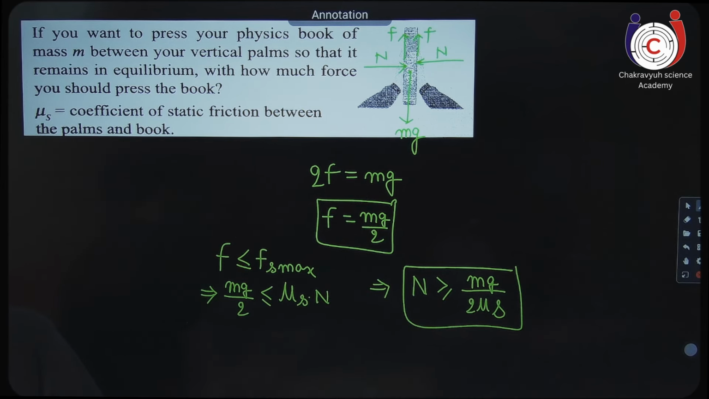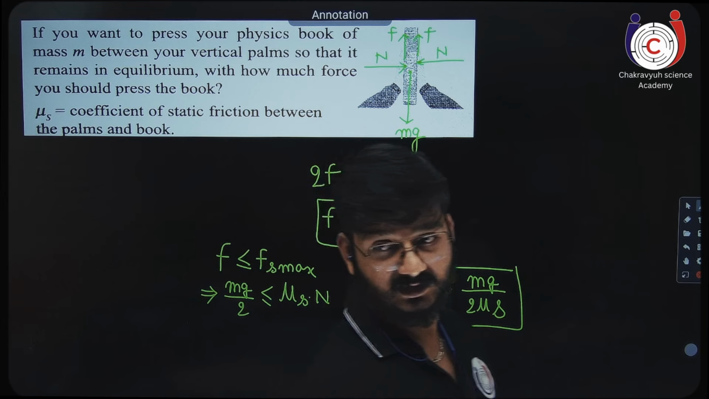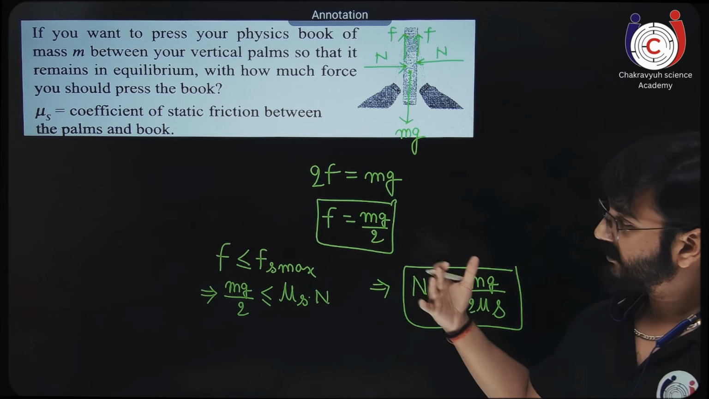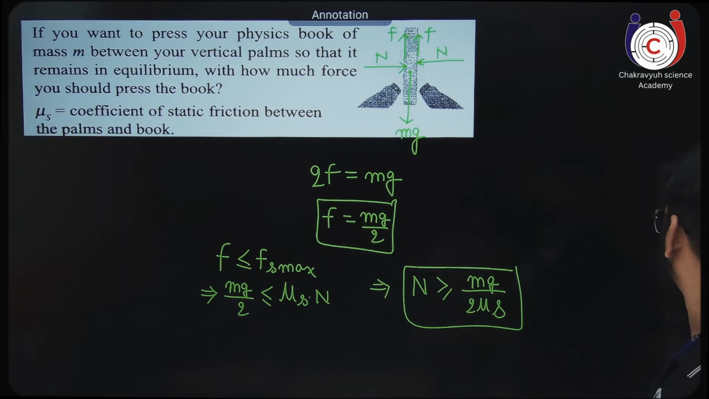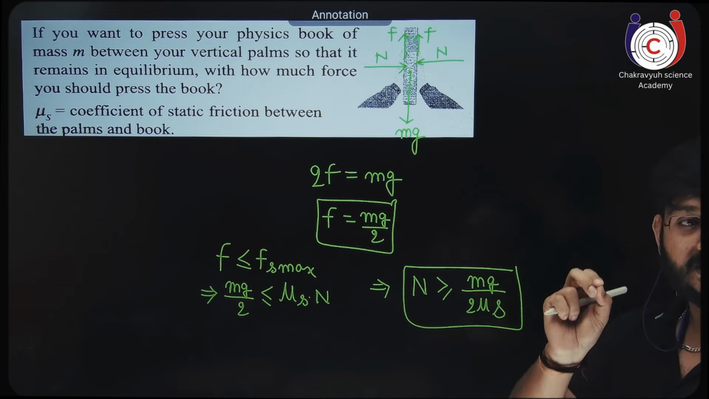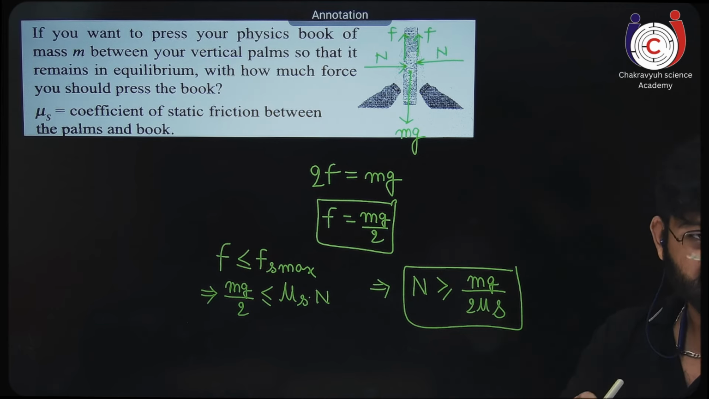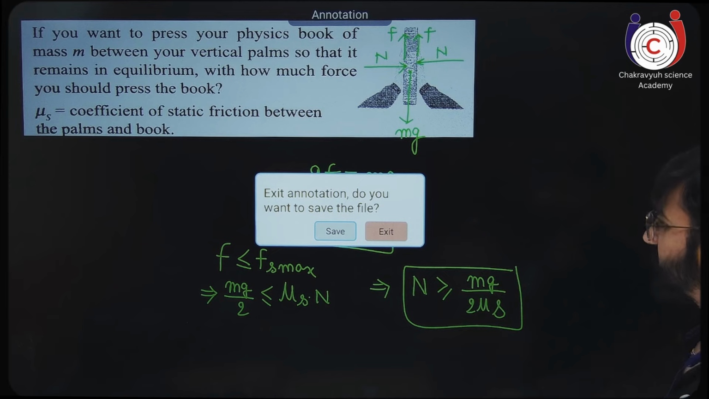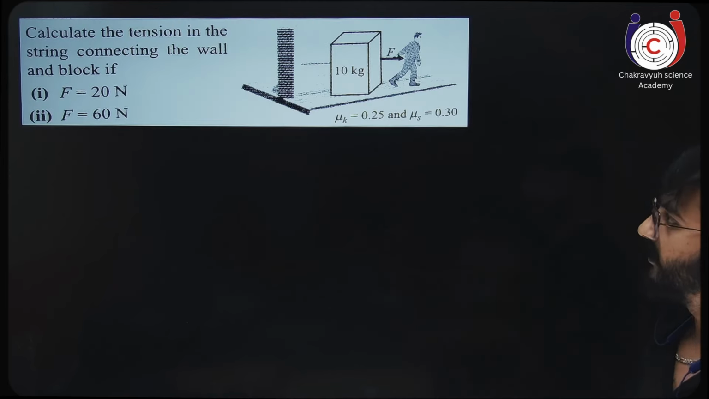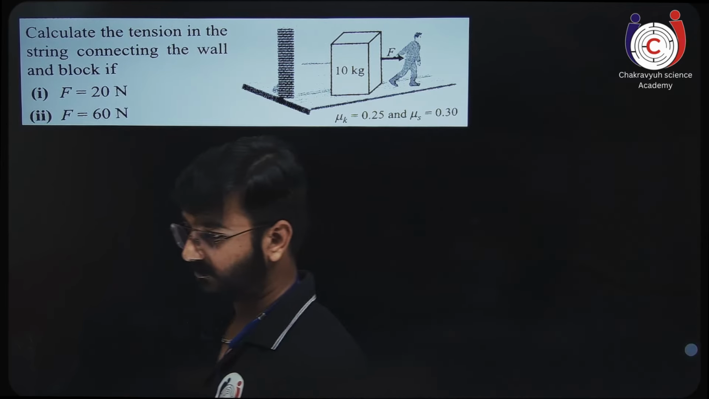In today's class, the questions will be a bit challenging. This was a kind of moderate level question. Next to next questions will be a bit difficult, but there will be no change in the concept. The concept remains the same. You just need to learn how to apply it. All of you copy the question.